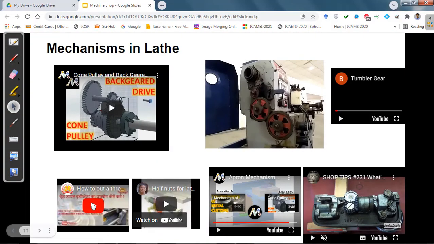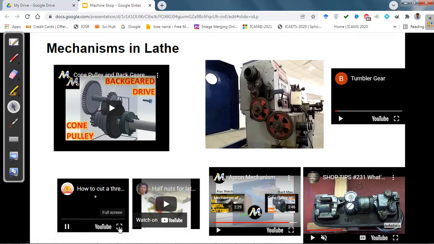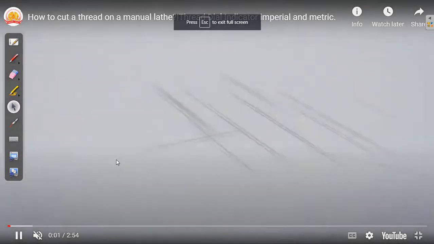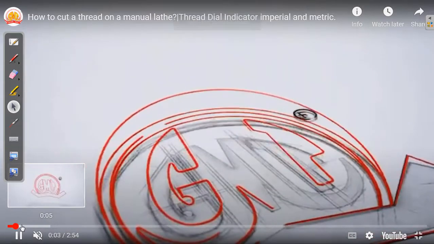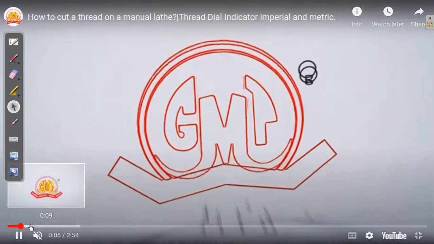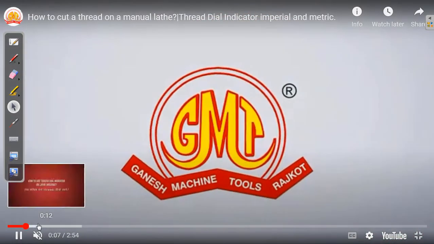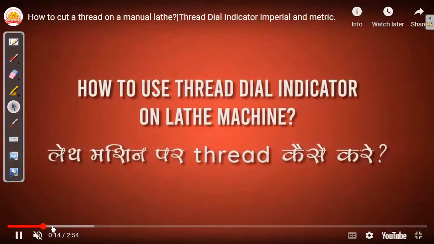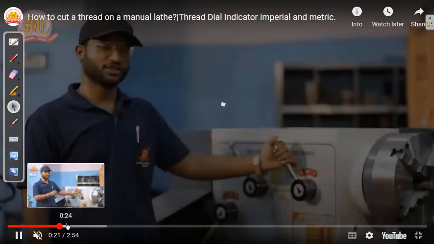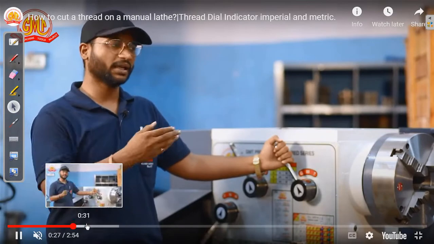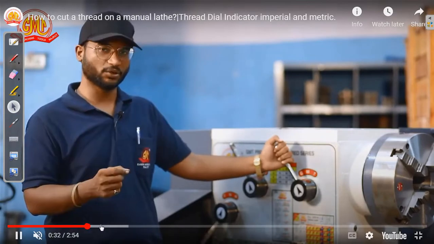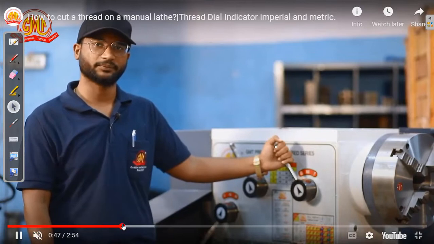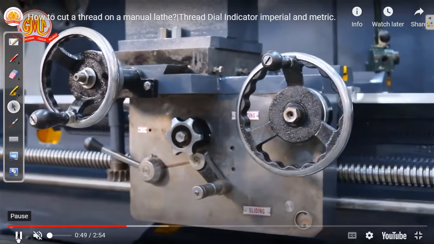Now you see how a thread is cut. The lead screw is engaged when we actually require to cut a thread with a specific pitch, and in doing so it is very important that at each different pass, you have to start from the same position, otherwise your thread will not be perfect.